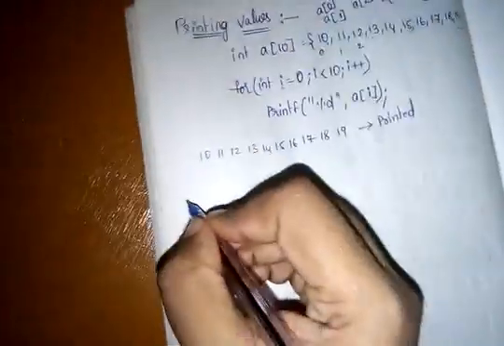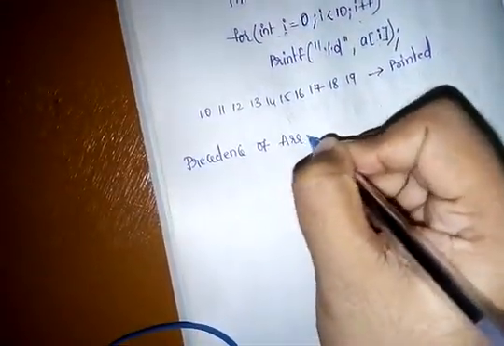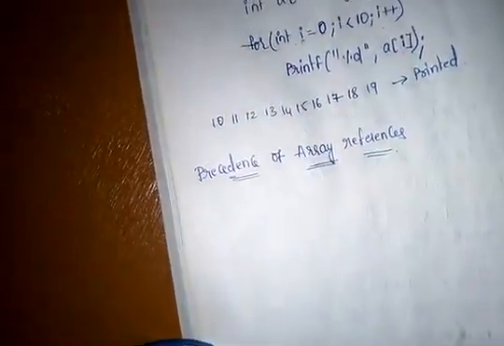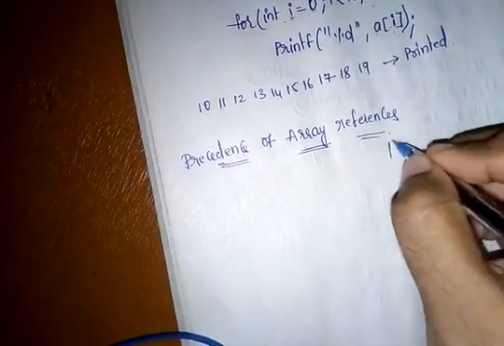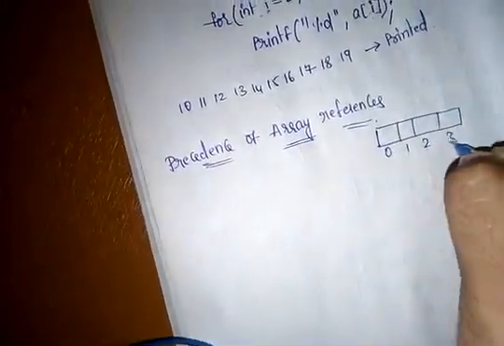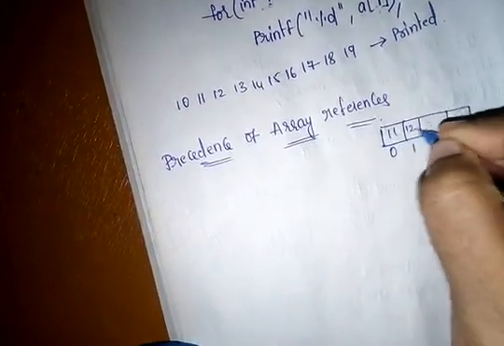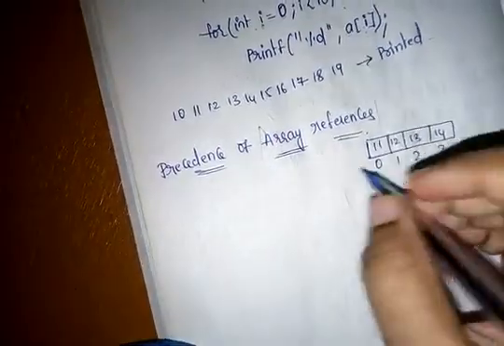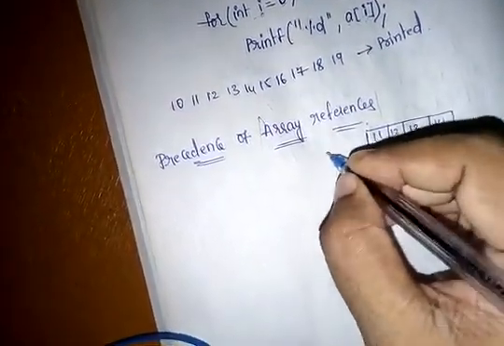And then next you have precedence of array references. In this topic, array reference is nothing but referring to an element of an array. If you think this is an array and these are the elements, array reference is nothing but referring to the elements that are present in an array.